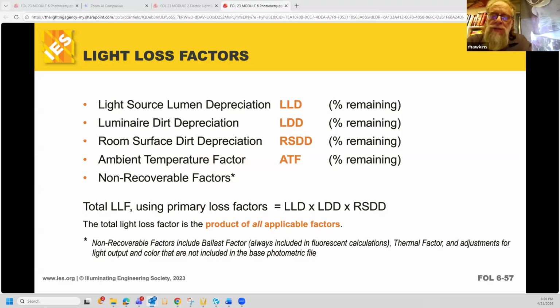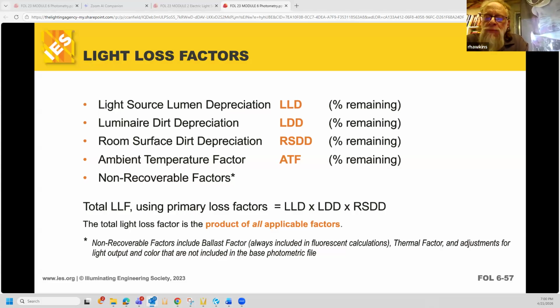Then room surface dirt, same thing. If you're bouncing a lot of light off the ceiling and the walls, if you're in an area right next to the highway, that might actually come into play over time because your room surfaces might get dirty and reflect less. And if you're counting on them to be your light source and reflect, well, you should probably take that into account.